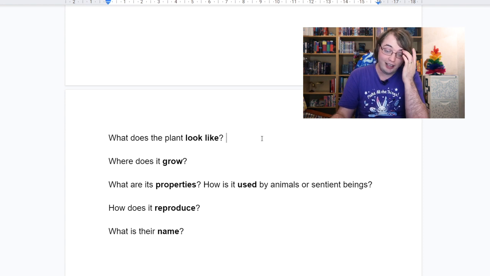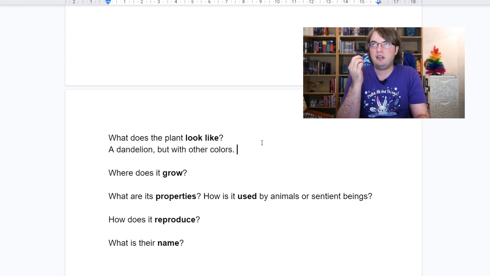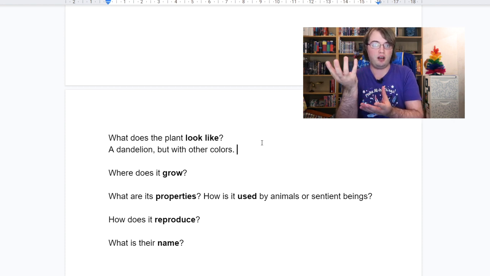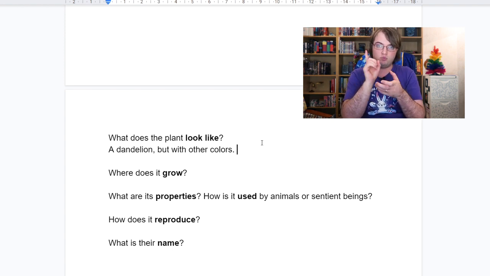So what does the plant look like? I'm going to make a, that might not be a lot of fun, but I'm going to make a dandelion that is just colorful. We'll do it like this. It's a dandelion, but the flower can be different colors, and what color the flower is will determine what color the fuzz is as well. So the fuzz of one flower is still going to be just one color, because I don't want to do the research to find out if they can be different colors and how that would happen. So, yeah.